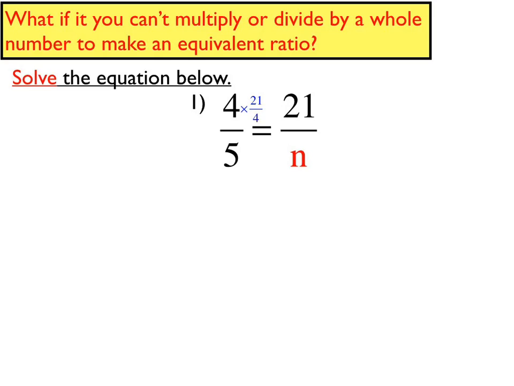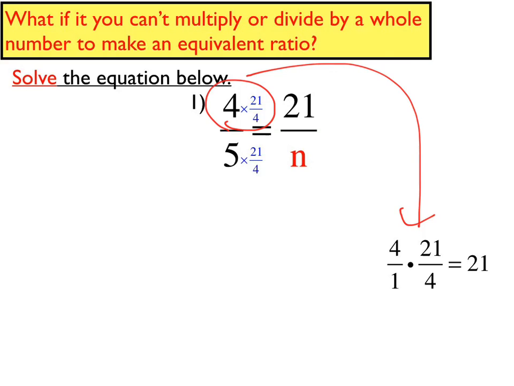So if we're going to multiply 4 by 21/4, we would have to do the same thing with the denominator. Now, if you don't believe me that 4 times 21/4 is 21, I will show you. 4 over 1, I'm doing it down here now. So if I take this and turn it into 4 over 1 times 21 over 4, we can do some cross-dividing right there. And you can see that we end up with the 21.